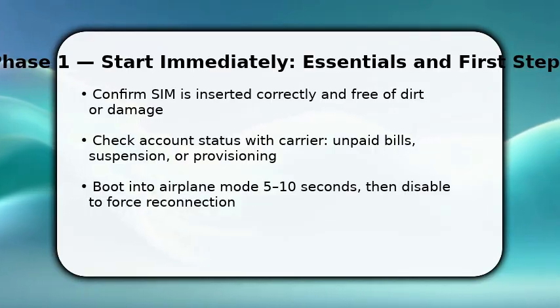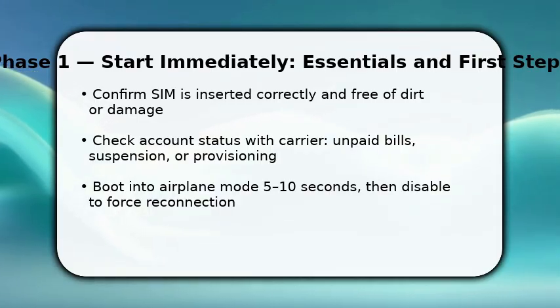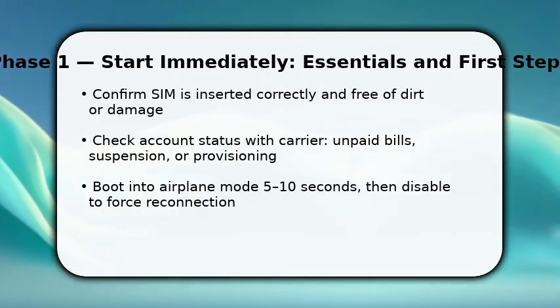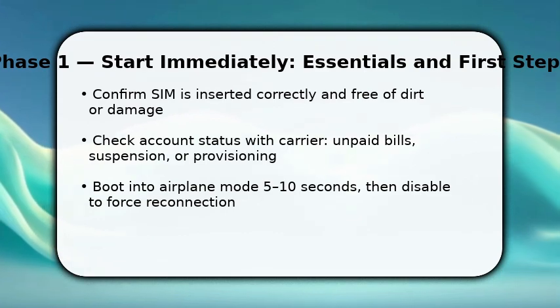Next, turn on airplane mode for about 5-10 seconds and switch it off to force the phone to search for network signals. This quick sequence often restores registration. If not, move on to manual network checks in the next step.